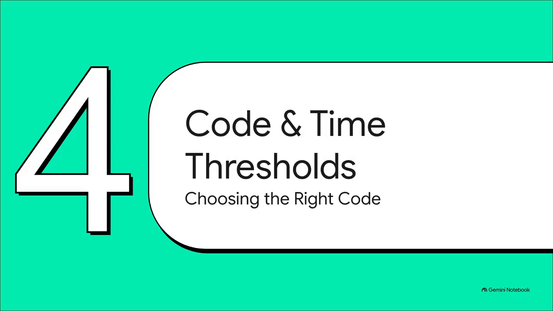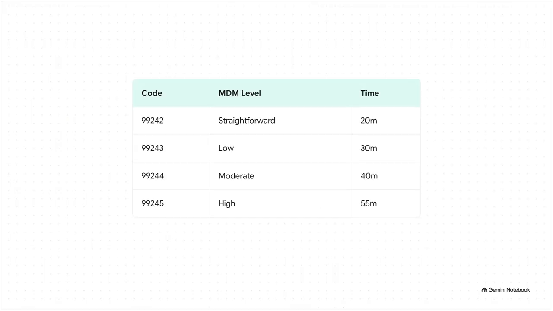Which brings us right into Section 4, code selection and time thresholds. Now, what's really interesting here is how we map the exact MDM levels and time thresholds to these remaining codes. For office and outpatient consultations, the complexity maps directly to specific time minimums. CPT 99242 requires straightforward MDM or meeting a total time threshold of 20 minutes.